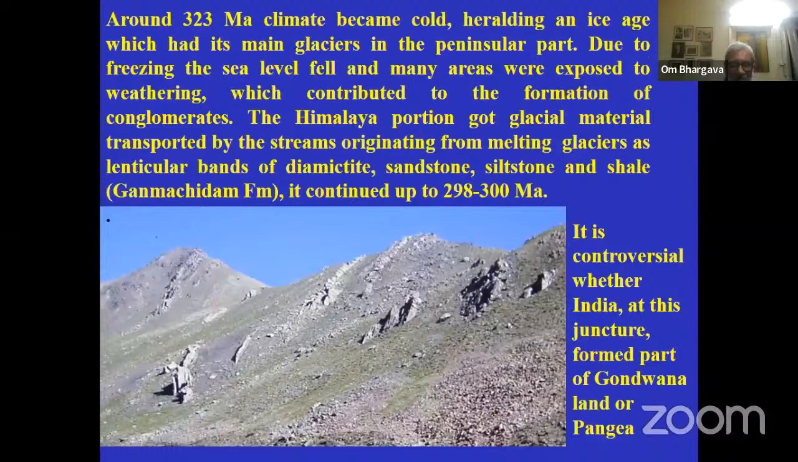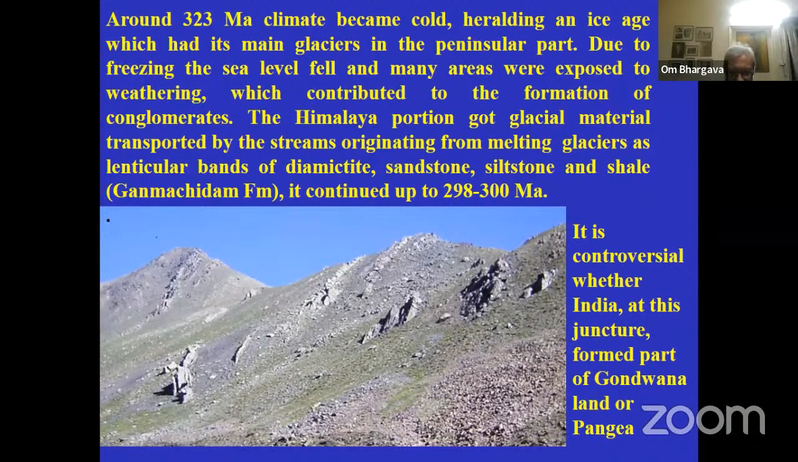Now, this was the time when the Gondwana glaciation began. Gondwana glaciation is the freezing part, when much of the water freezes, with the result that sea level goes down. When the sea level goes down, obviously, many rocks are exposed to weathering. What was in the shallower part of the sea is exposed, and they form the provenance for the deeper part of the basin.